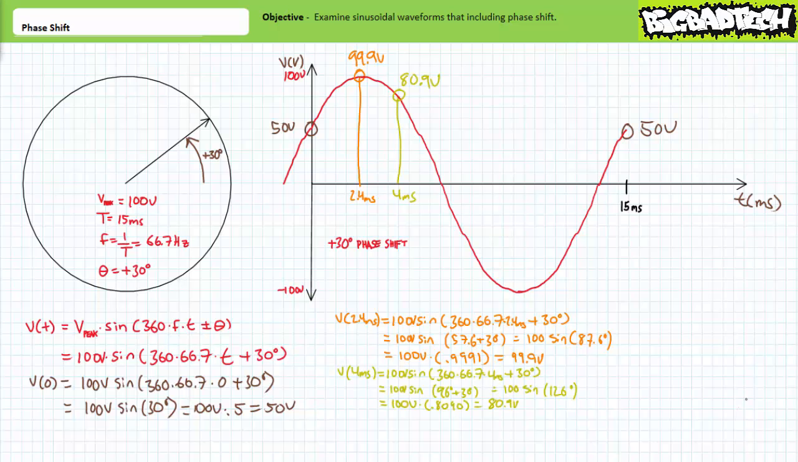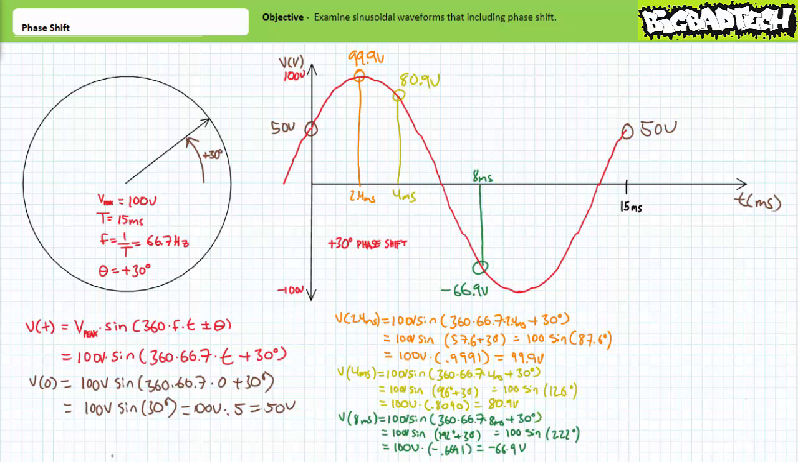Similarly, at 4 milliseconds, it could be demonstrated the output voltage would be equal to 80.9 volts. Finally, at 8 milliseconds, it could be demonstrated the output voltage would be equal to approximately negative 66.9 volts. One could perform this analysis for an increasing number of points and arrive at the same conclusion we observed earlier. Nothing has changed, only the waveform has been shifted positive 30 degrees to the left or forward in time.